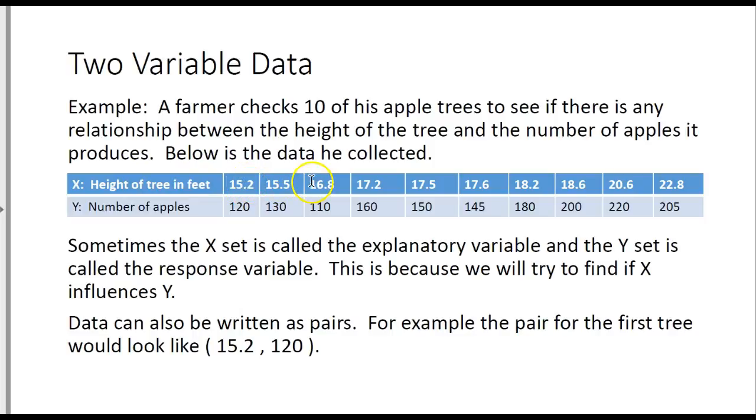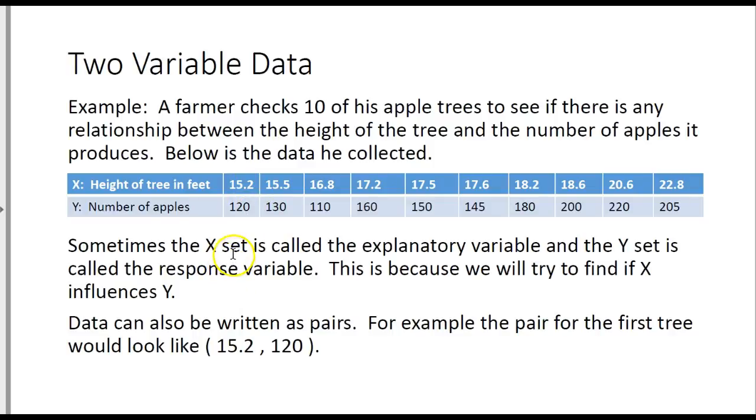Across the top line I have a set of data for each tree, and the bottom line I have the number of apples on each tree. So the first tree was 15.2 feet high, and it produced 120 apples, and I have data for 10 of those trees. So we're trying to see if the height of the tree affects the number of apples on the tree.